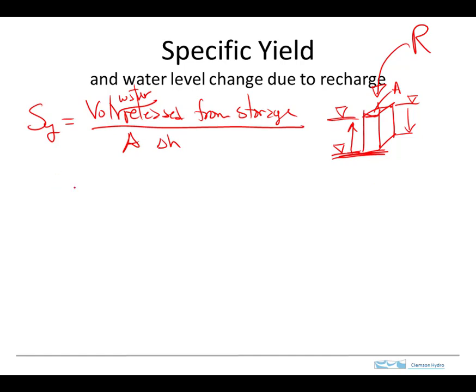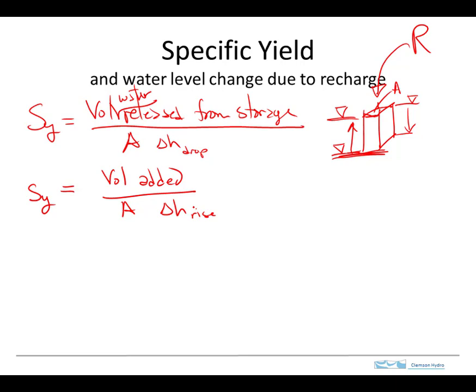same place. Okay, so we could also write this, that the specific yield is equal to the volume added per area per change in head. And just to have it work out right, we might want to say this is drop and this is rise. Okay, so we get the signs to work out right.